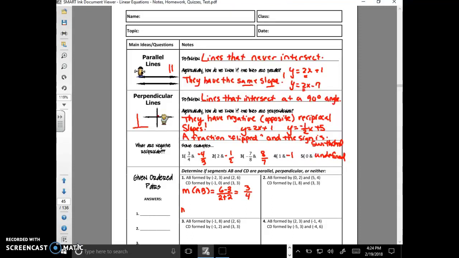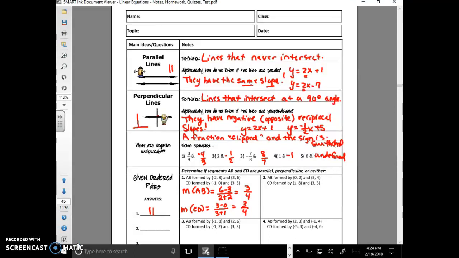Let's find the slope of the next one. So we're going to say CD equals 3 minus 0 over 3 plus 1. So 3 minus 0 is 3, and 3 plus 1 is 4. So we're finding the slope, and the slope is the same. So that means it's parallel. So we're going to say parallel.